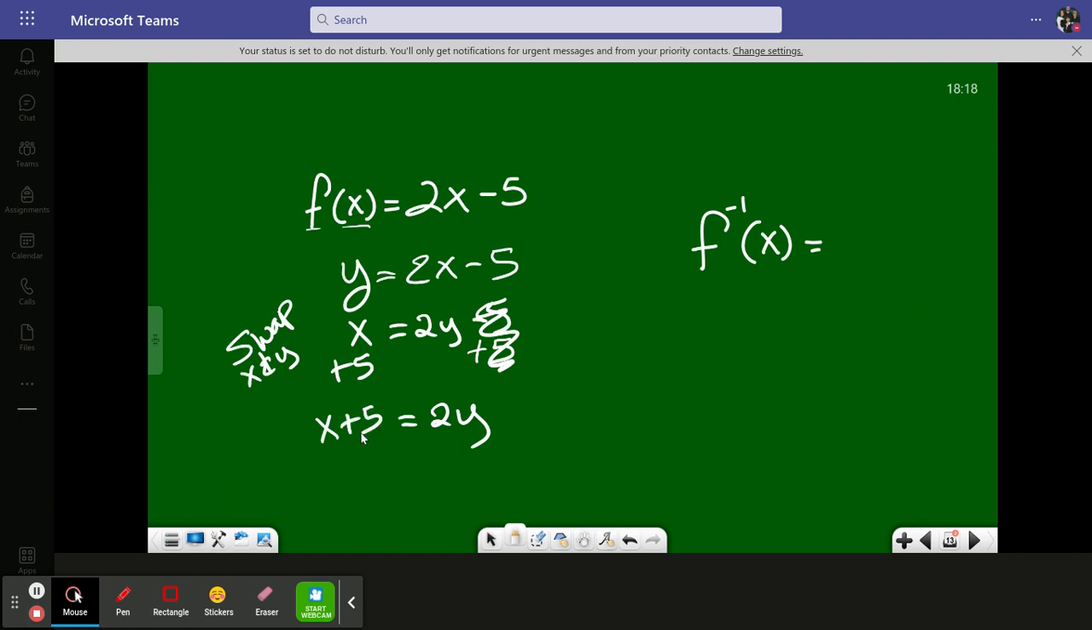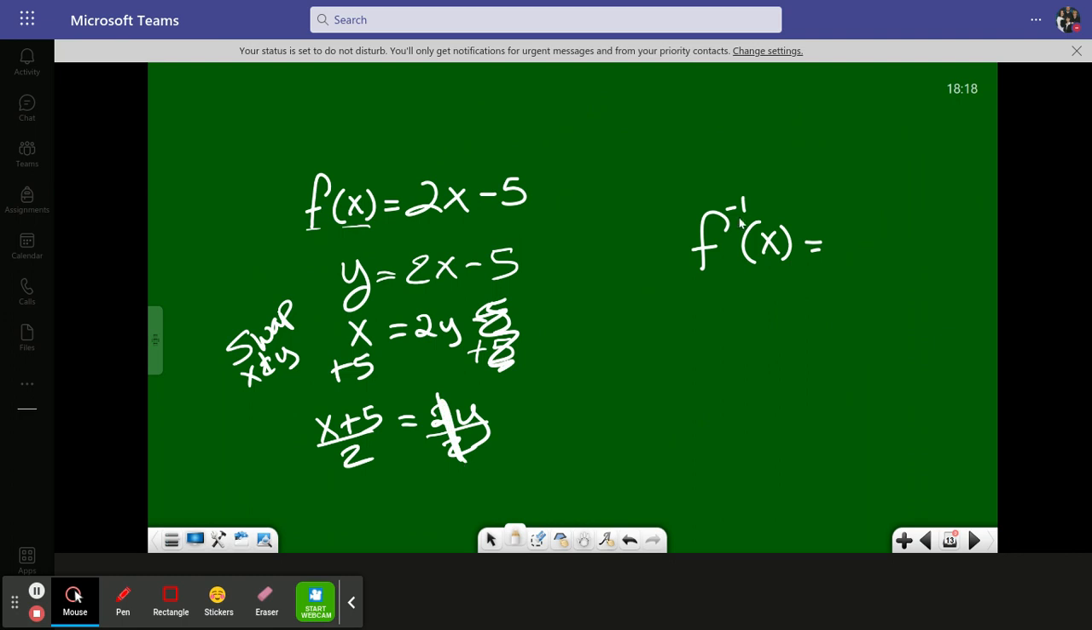X plus 5, right? All right, now it's 2 times y. And I need that y alone. So how can I get rid of that 2? If they're multiplying, the opposite of multiplying is divide by 2. That's gone.